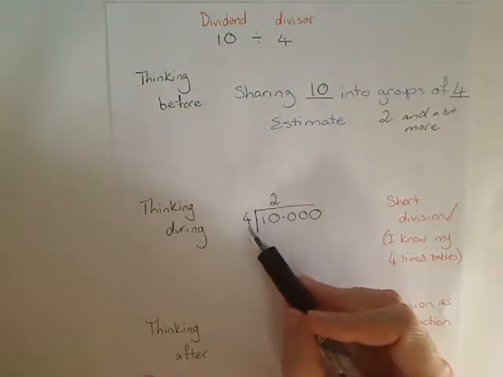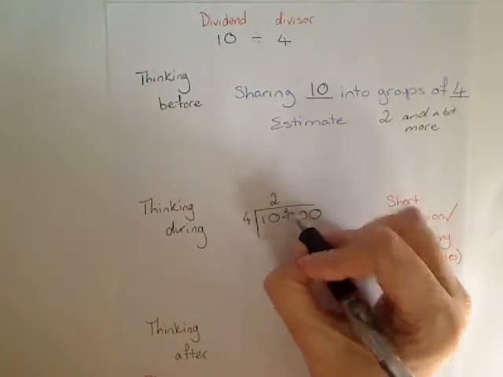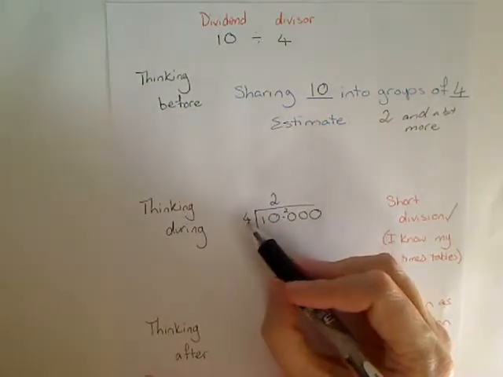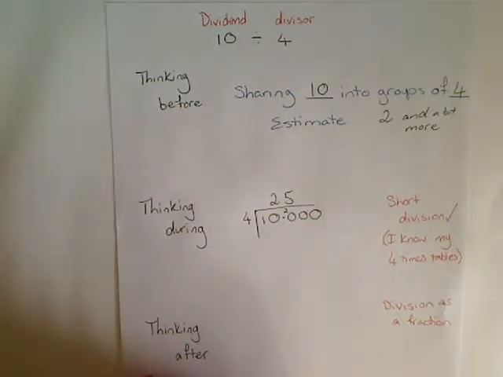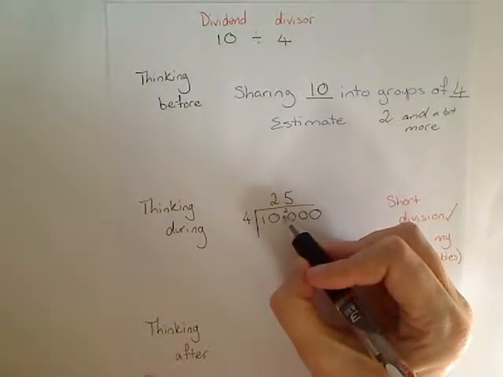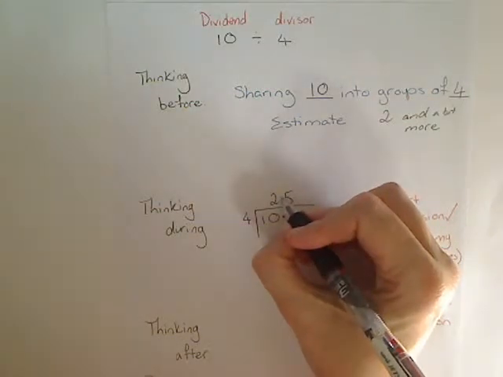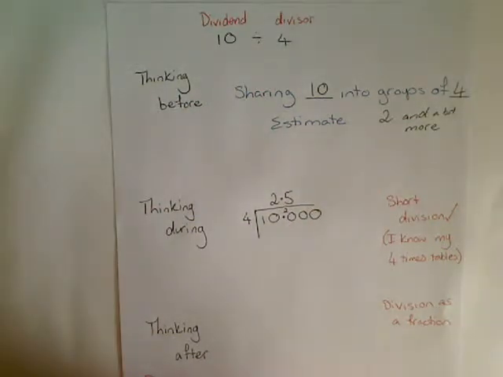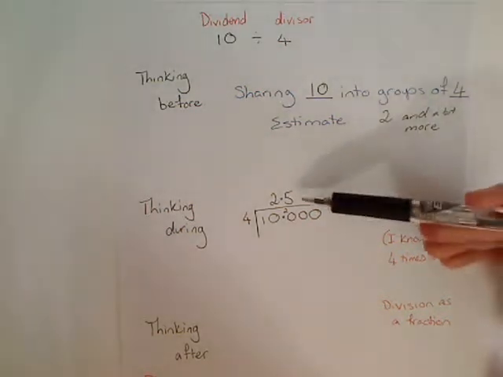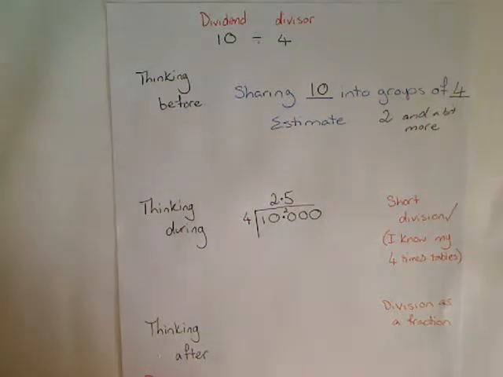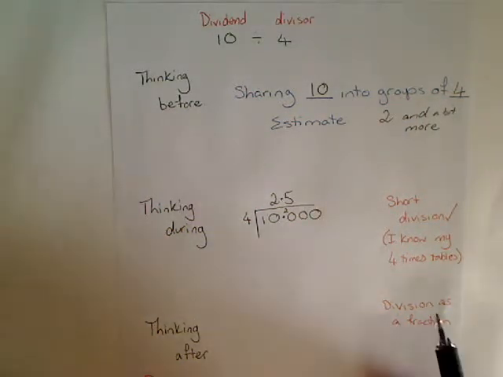2 4s are 8 and I have 2 left over, so I carry them over here. How many 4s can I make from 20? I can make 5. 5 4s are 20. Now my decimal place will always line up very neatly like that. So my answer is 2.5. That makes sense because we knew we could share 10 into 2 groups of 4 and a bit more, so 2.5 makes sense.